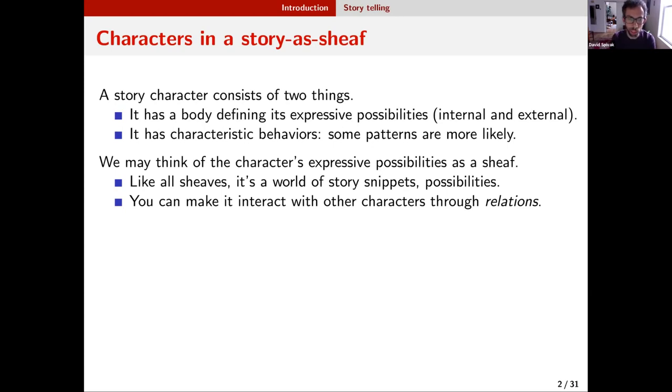And so I want to think of the character's expressive possibilities, what it can possibly do, as a sheaf. It's a world of story snippets. So all the words that I have, all the morphemes, phonemes I have, are little snippets of what my voice can do. But when we put them together, that's what sheaves are for, taking story snippets and putting them together. And maybe characters interact through relations, which would be sub-objects of products in the usual sense. But it also sounds right: characters interact with each other through relations.